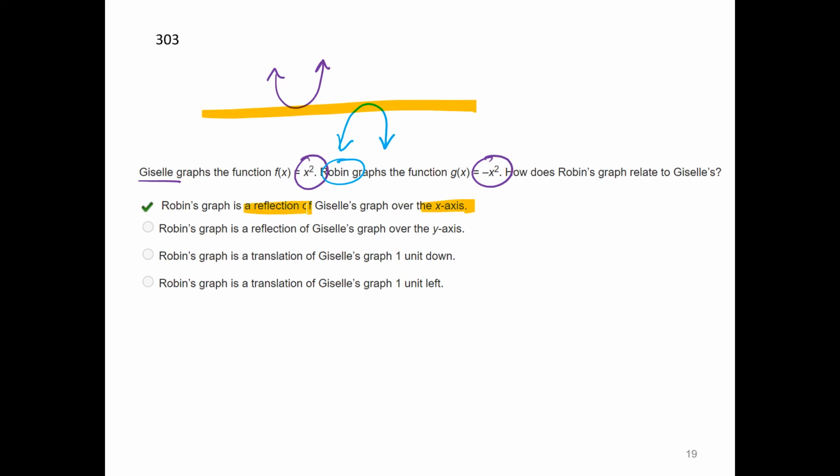So even though this one has like a lot of words in it, it's not a difficult question. It just requires you to kind of read the question and know the difference between a positive x squared and a negative x squared.